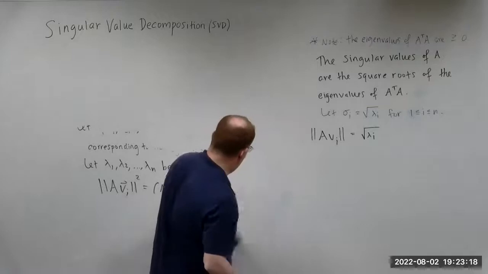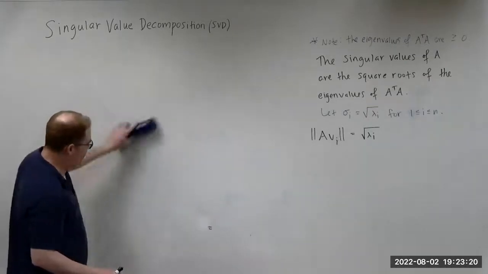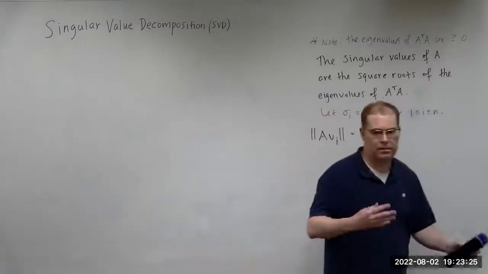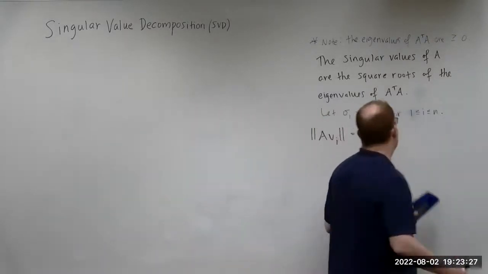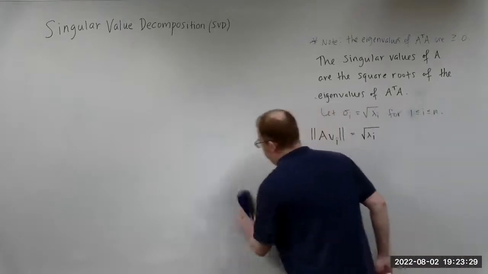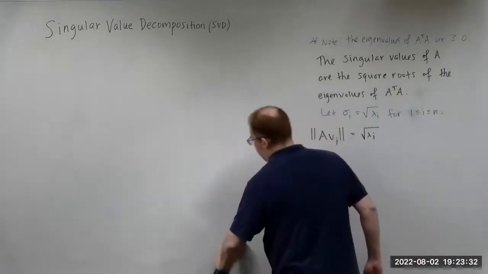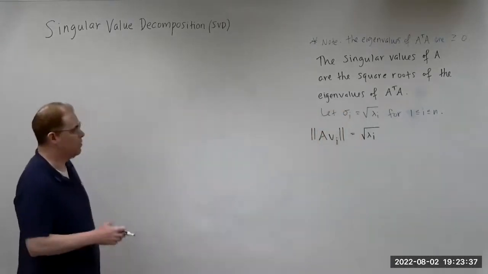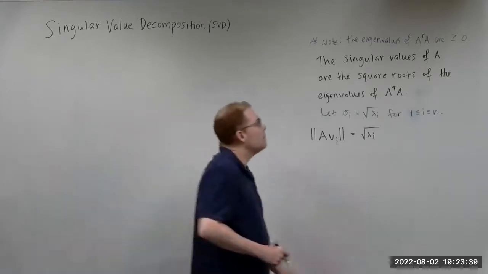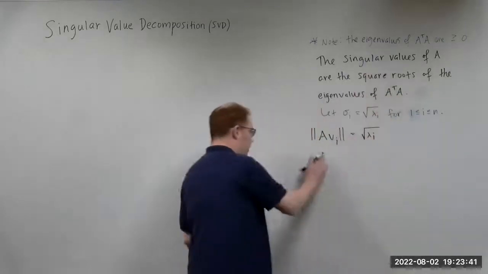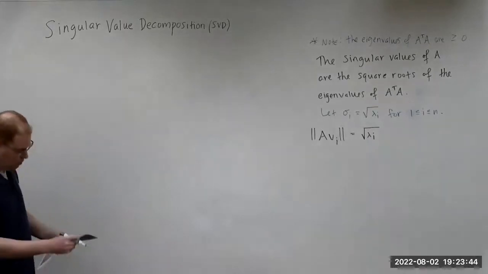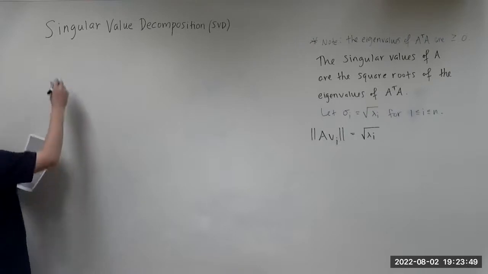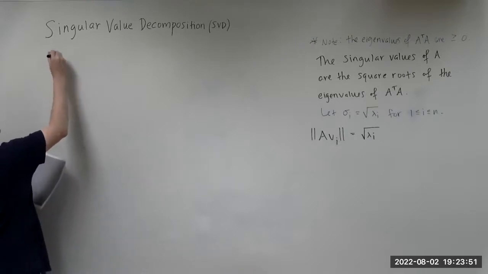By the way, this is not the only factorization for matrices. There's many different types out there, but the SVD is the most common one, especially at this level. And that's useful for many different things like image processing and data analysis. Some of you probably have already looked into that. Let me go ahead and state the theorem, and then we can get into the nuts and bolts here.